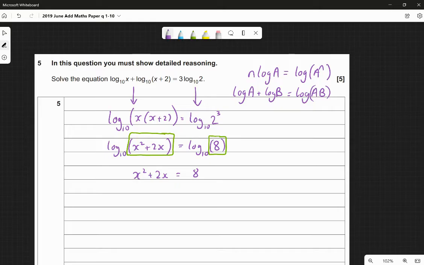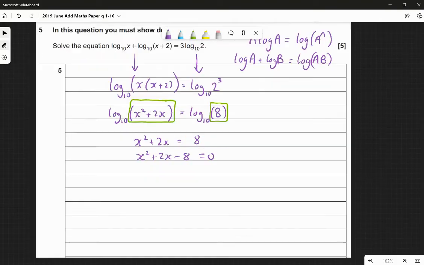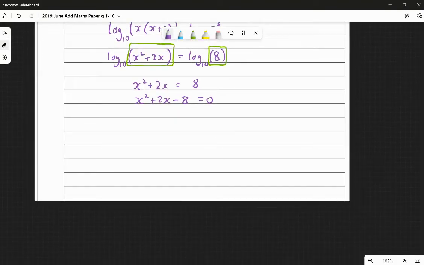X squared plus 2x equals 8. When I solve quadratics, I need to make sure it is equal to 0. So x squared plus 2x minus 8 is equal to 0. Now, can I factorize? So x plus 4, x minus 2. So my solutions are x is negative 4 or x is 2.